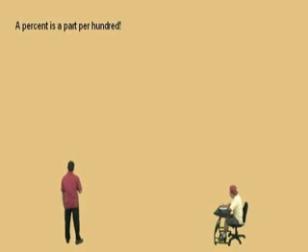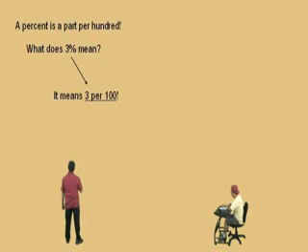Now remember this. A percent is simply a part per hundred. So what does 3% mean? It means 3 per 100. So it's a ratio of 3 to 100. So we can write it as a fraction, 3 over 100. Now, 3 hundredths, how do you write that as a decimal, Charlie?